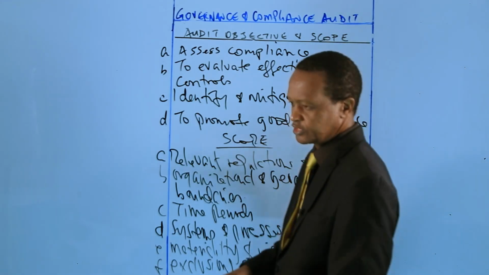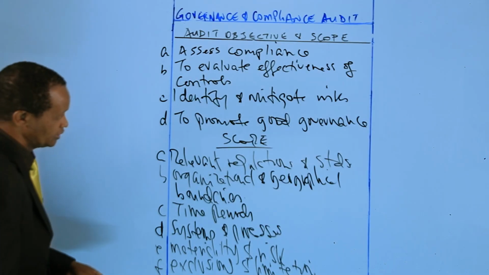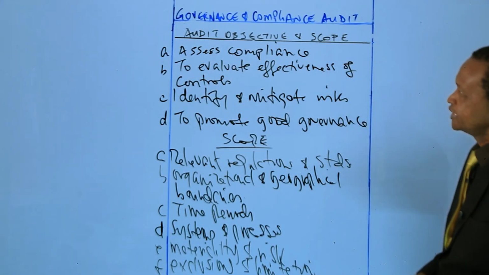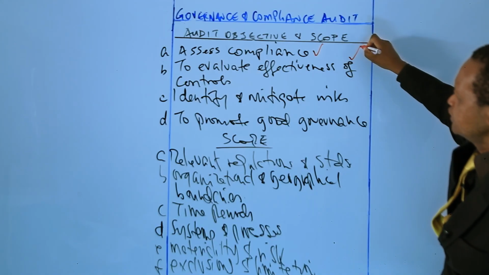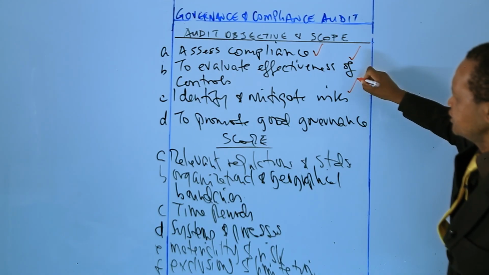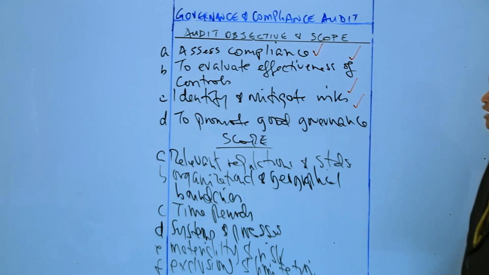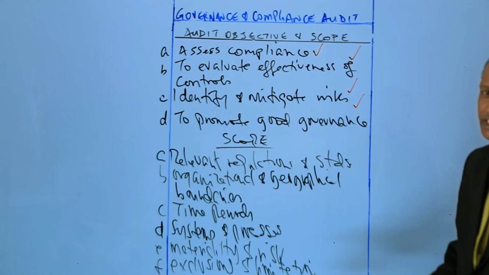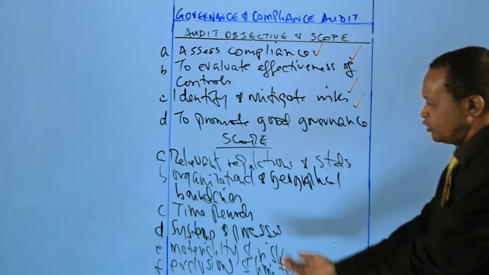So that is all, candidates, for our today's lesson on determining audit objective and scope. In this lesson, we have discussed 4 audit objectives. Number 1 is assessing compliance. Number 2, to evaluate effectiveness of controls. Number 3, identify and mitigate risks. Number 4 is to promote good governance. Then we have discussed the factors that may determine the scope. And recall, we said that the scope looks at the what of the audit and the where of the audit. Audit objectives cover the why of the audit.